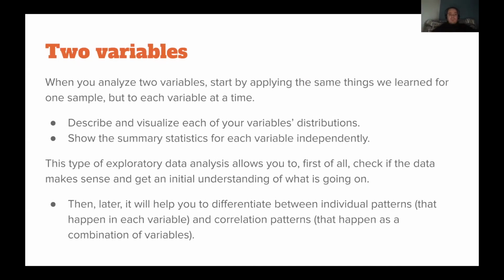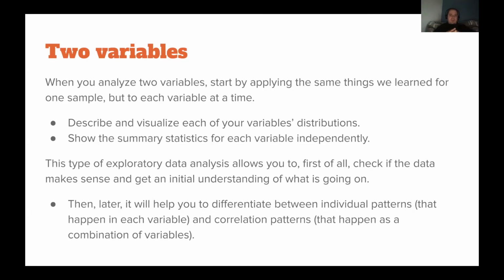Now, in this case, you have 2 variables. We call them variables when we are talking about 2 sets of measurements. So you are analyzing 2 variables at the same time. You start by applying the same things that you learned for one sample, but you apply them to each one of these variables, each one of these different sets of measurements that you took.